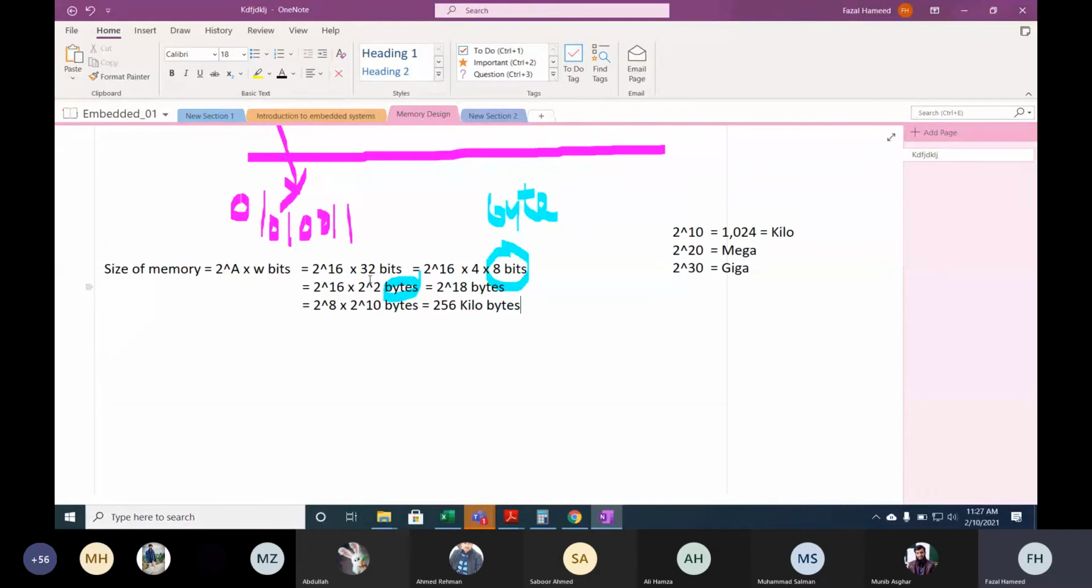Okay, but did you understand this thing or not? Yes, sir. Understood? Very good. So now this is the size of memory in bytes. Now we want to do a very simple example. We want to do the same example.